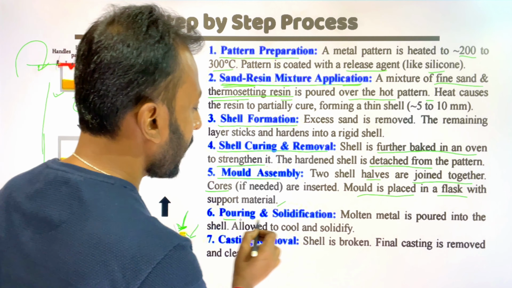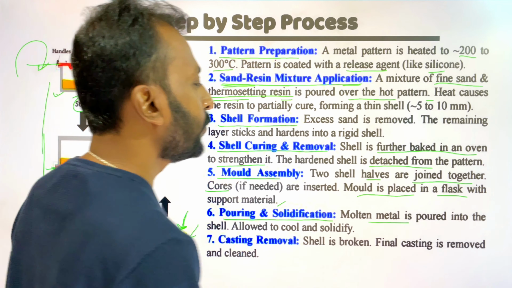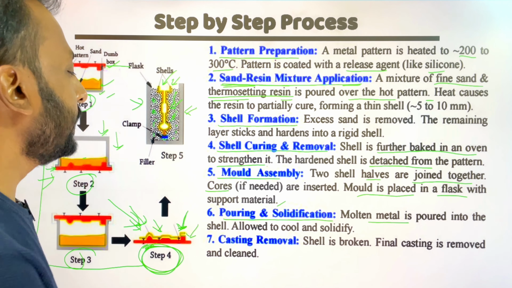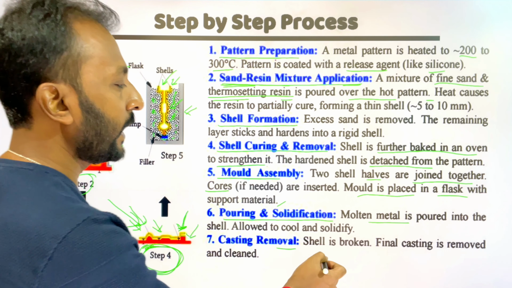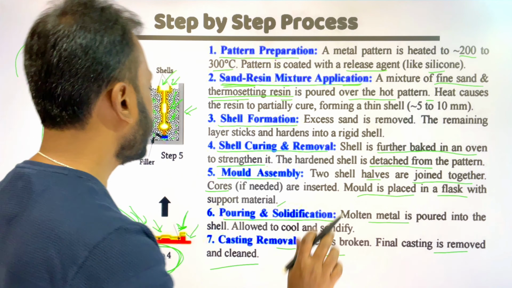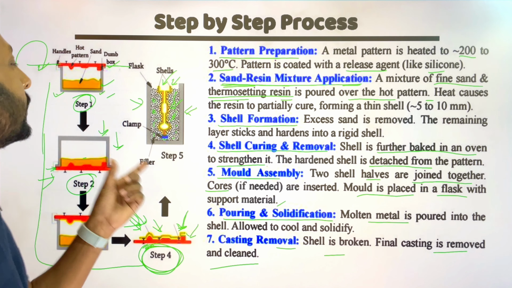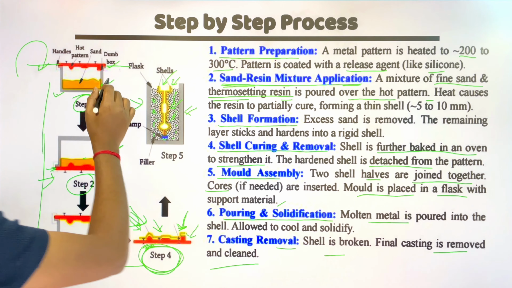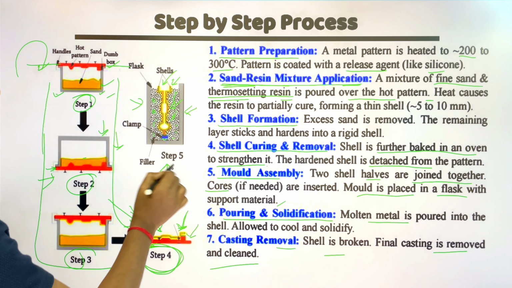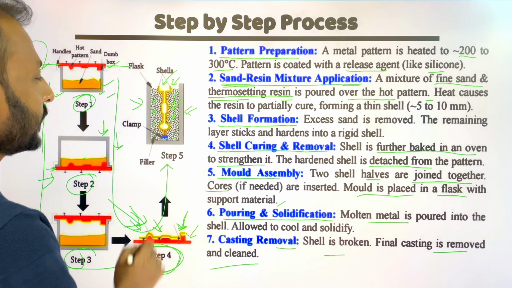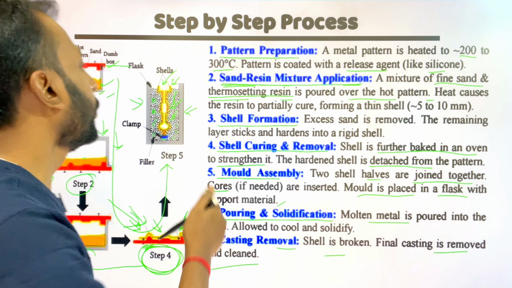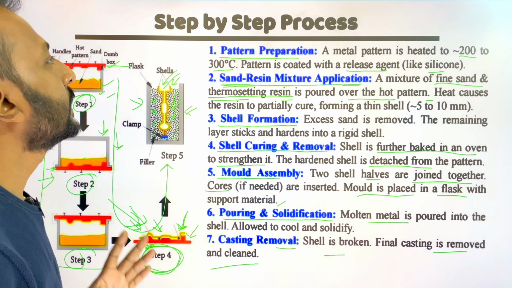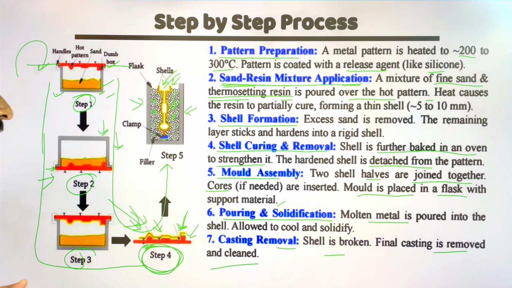So next is pouring and solidification. Molten metal is poured into the shell, allowed to cool and solidify, and the final step is casting removal. Shell is broken, final casting is removed and cleaned. So the shell is used once. So when we are creating all the steps, we only get one product from this shell. We can pour hot molten metal only once. So this is the step-by-step process of shell molding.